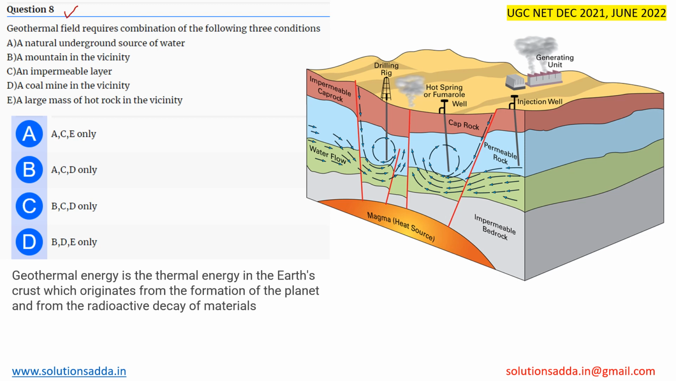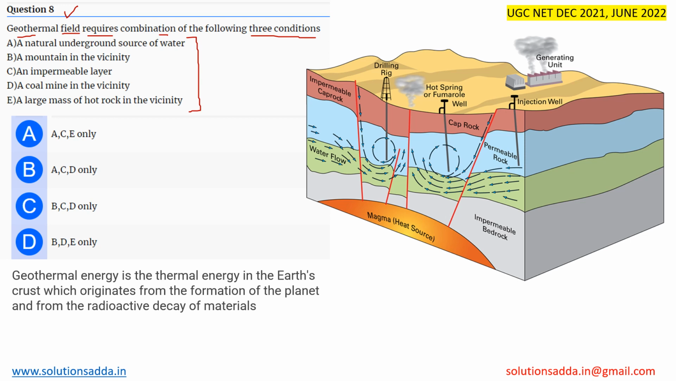These questions belong to environment. The question states that a geothermal field requires a combination of the following three conditions. We have to identify those three conditions which are required in a geothermal field. So five statements have been given, A, B, C, D, E, and we have to identify the three conditions which contain the required combination for the geothermal field.